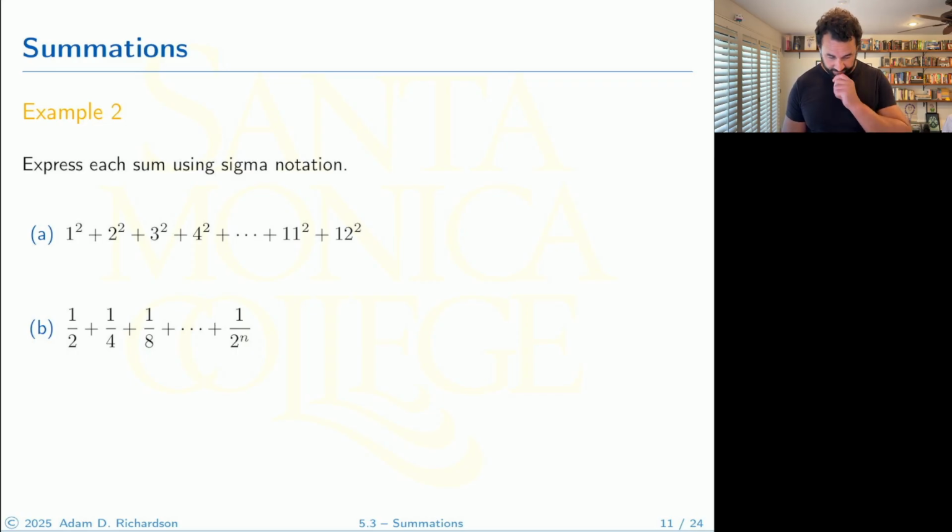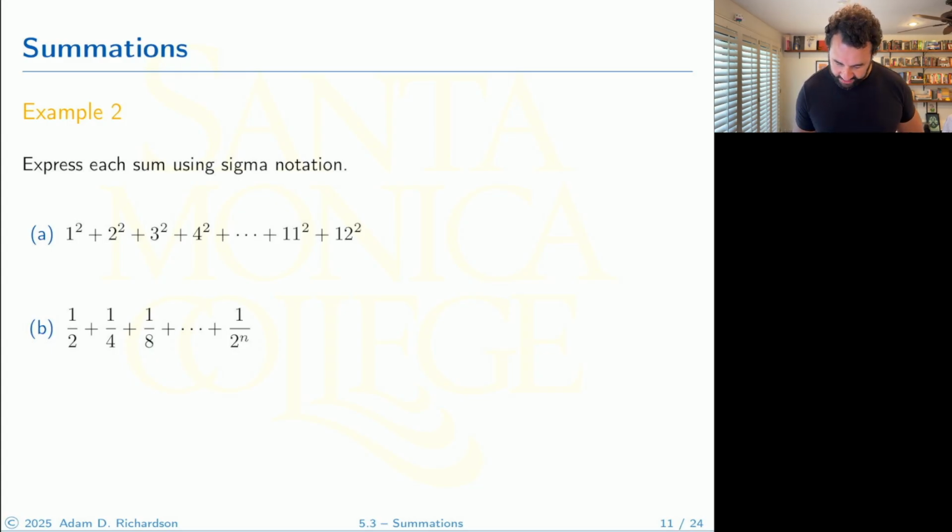So for this first one, I notice a couple of things. One, each one of these terms is going up by one. You see that? So 1, 2, 3, 4, 5, 6, 7, 8, 9, 10, 11, 12. I also notice there's an exponent, but that exponent doesn't change at all. So what that tells me is the sequence is basically, we'll say i squared. It's some index variable squared.